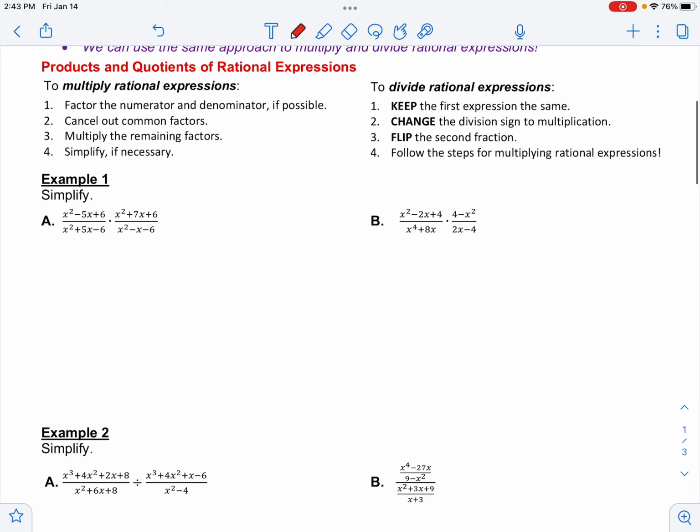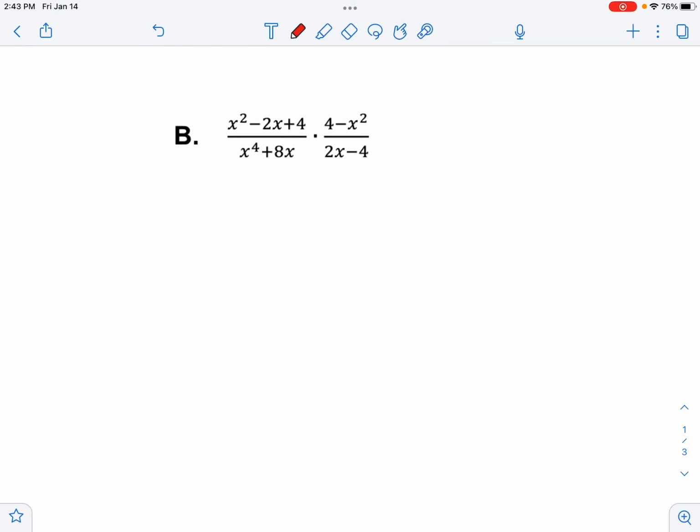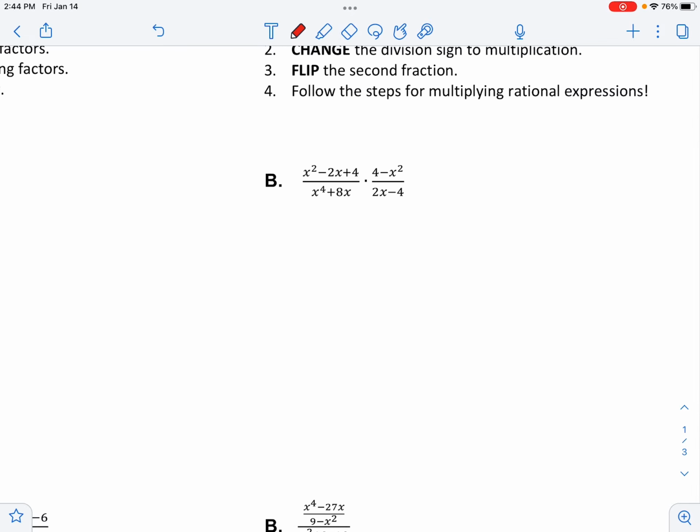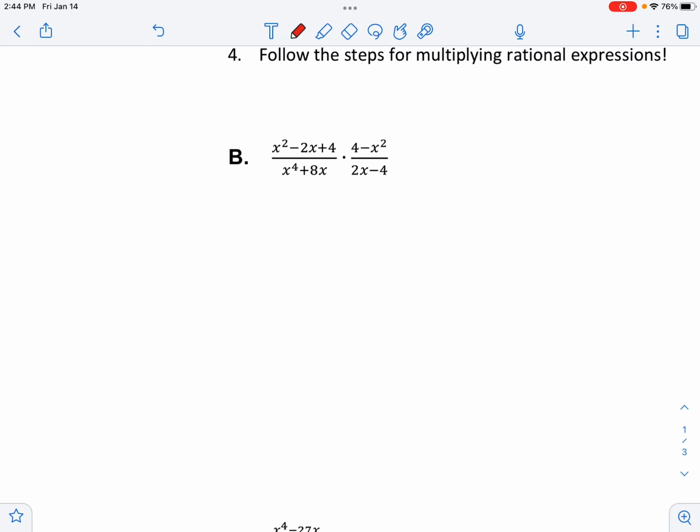When you multiply rational expressions, you follow the same rules as when we multiply regular fractions. We're going to factor any numerators and denominators that are factorable. Then we're going to cross out common factors. I'm going to look at B to explain this because B is a little more challenging than A. We start by factoring any numerators and denominators that are factorable.